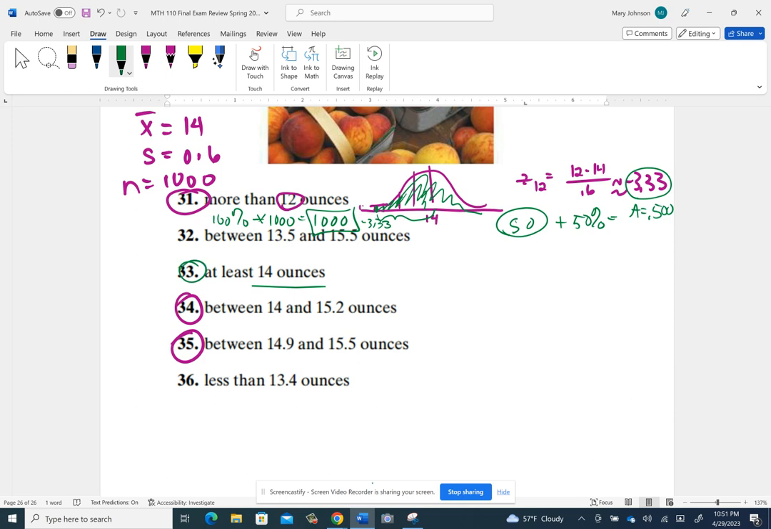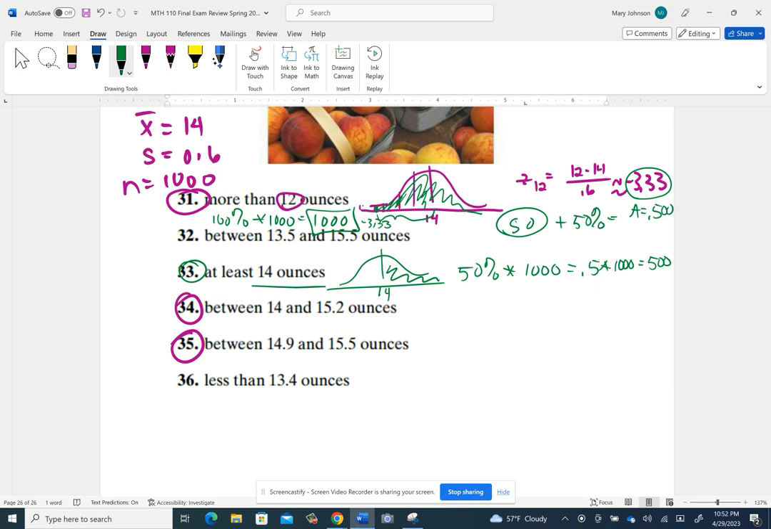At least 14 ounces. So 14 ounces. Well, that's a special one because 14 was the mean. So at least 14 means 14 or more. That should be 50% of the peaches, and there's 1,000 of them. So that would be 0.50 times 1,000. That would be 500. Okay.